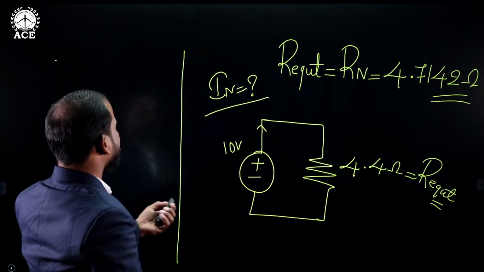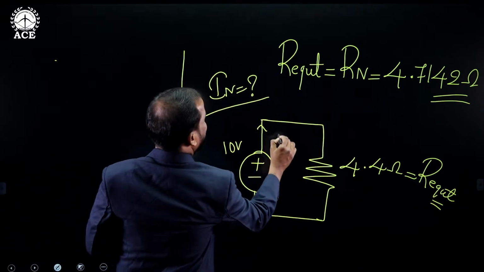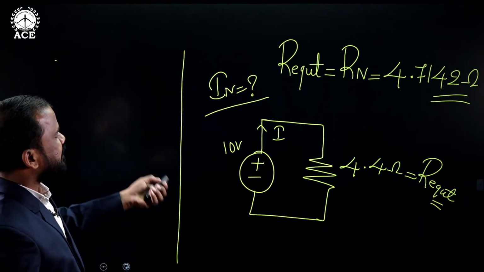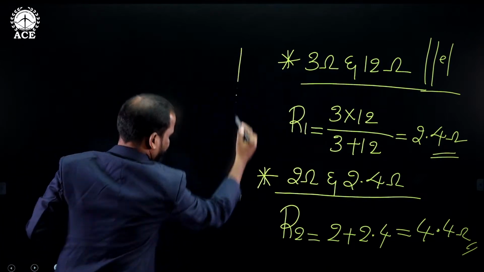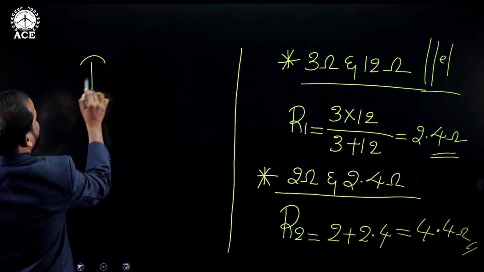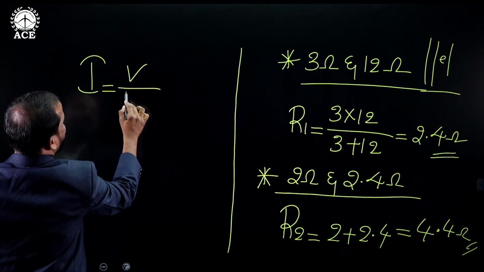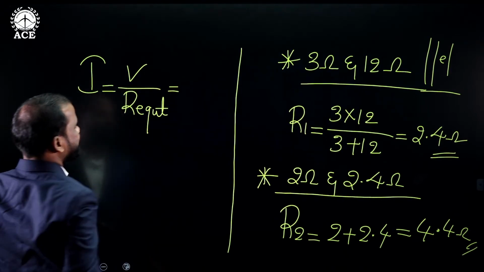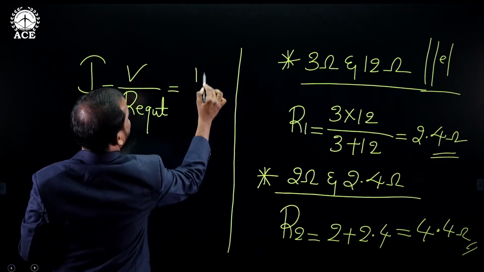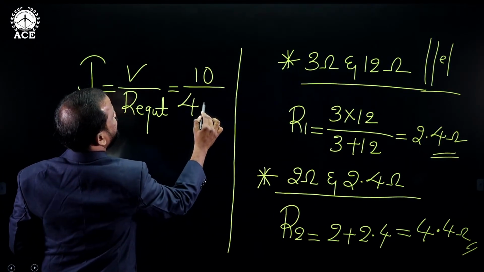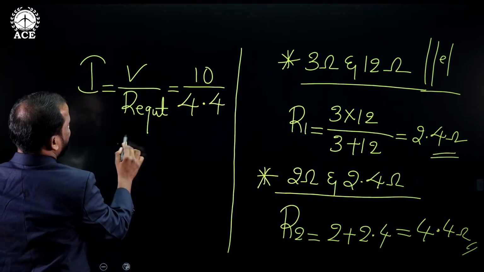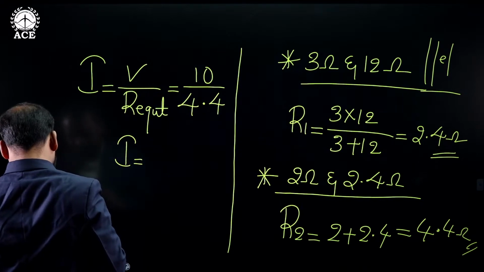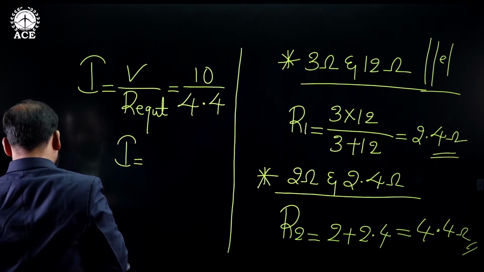Now you can find the value of current. I is equal to 10 divided by 4.4. That is, I is equal to V divided by R equivalent. What is the value of V? 10. What is the value of resistance? 4.4. So solve the value. 10 divided by 4.4 means 2.2727.